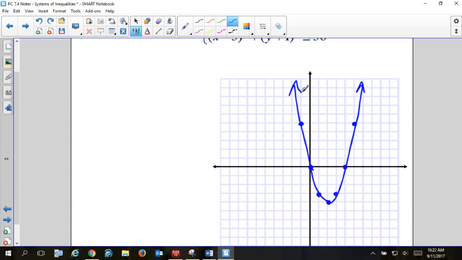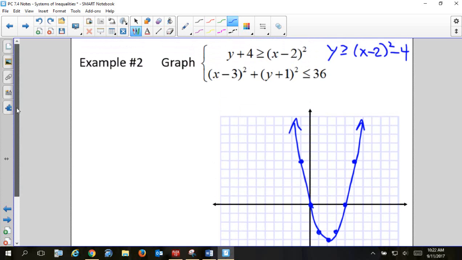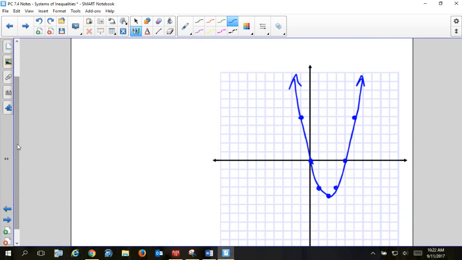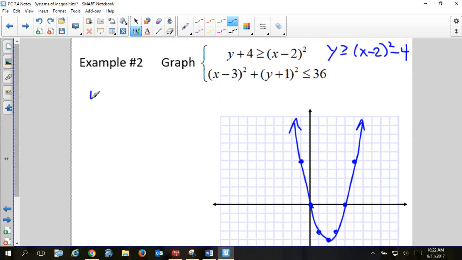This one is a solid line because it's greater than or equal to, or is it less than or equal to? It's greater than, right? I'm sorry, I wasn't looking at it. Yep, greater than or equal to. So we need to test a point. What point can I test? 0, 0? No, because this graph passes through 0, 0. I've got to pick something else.